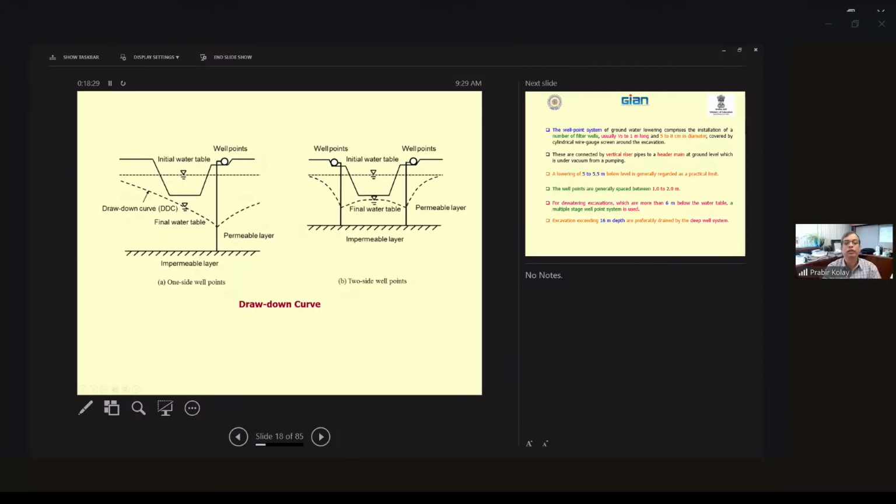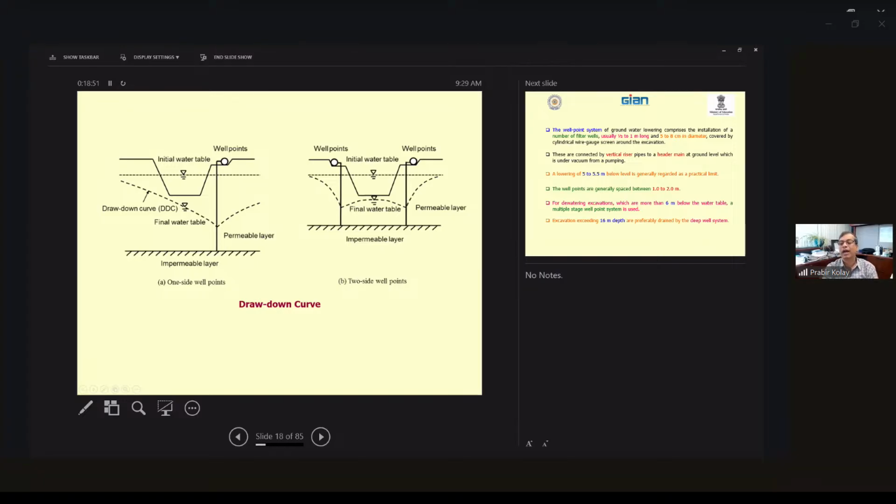So how does the drawdown curve look? Over here, the one-sided well point is the one point. Initially, you see the water table was here. Now, because of this well, the drawdown curve looks like an inverted cone, as I mentioned, and the final drawdown curve is there. So if you want to do excavation or construction at this point, you can easily do it.